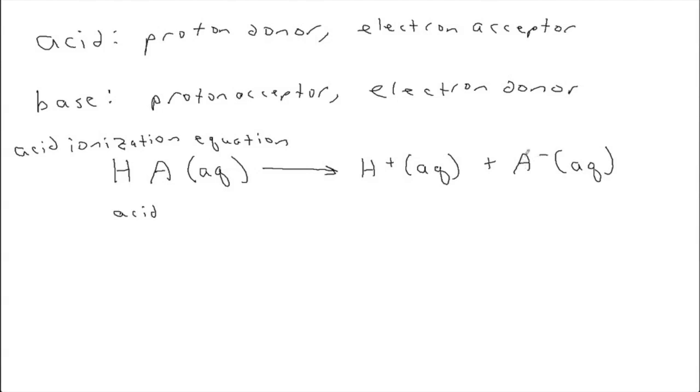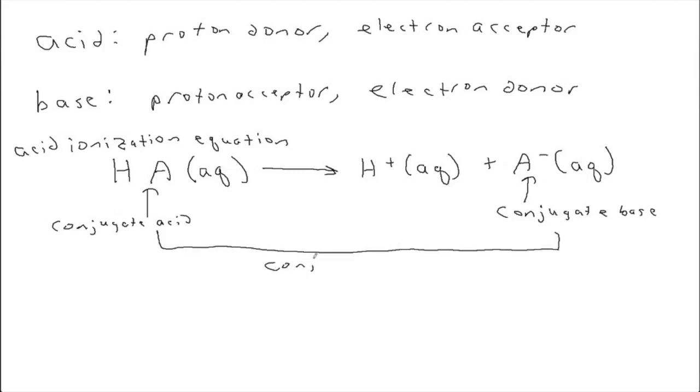A minus here has a name as well. A minus is the acid's conjugate base. This is the conjugate base of the HA. And actually, conjugate goes both ways. So this is the conjugate acid of the A minus. So the point is that these two are conjugates. Let's make sure we understand what that means. What was the proton definition of an acid again?